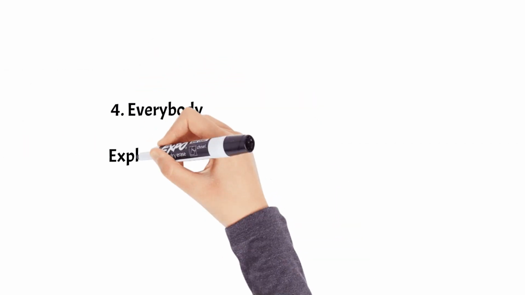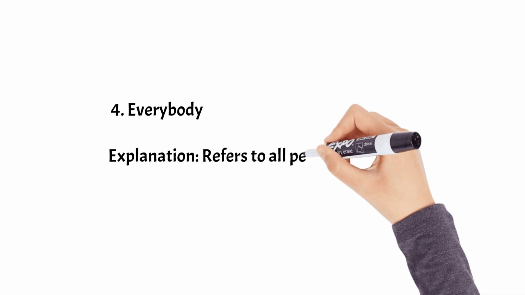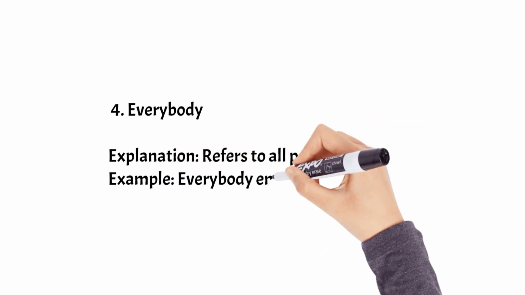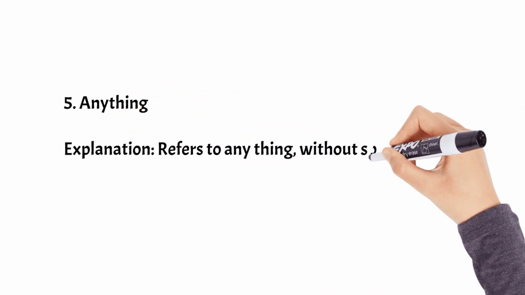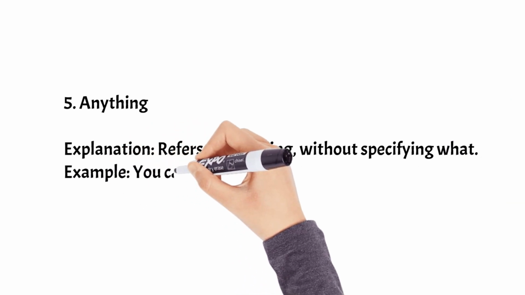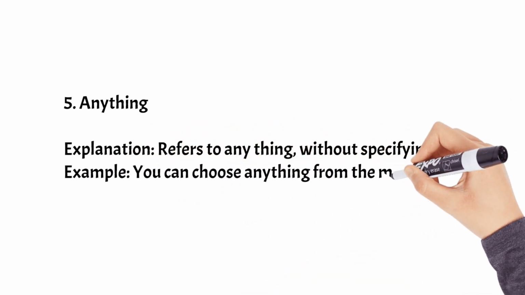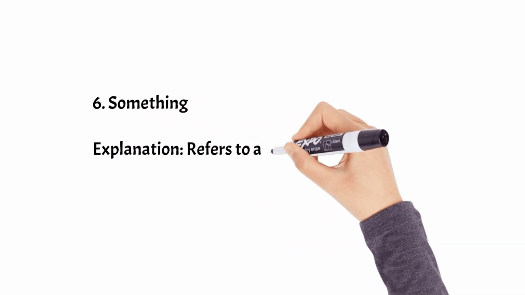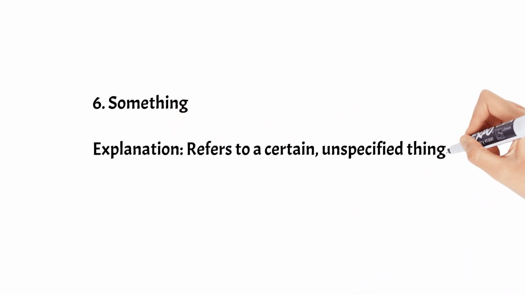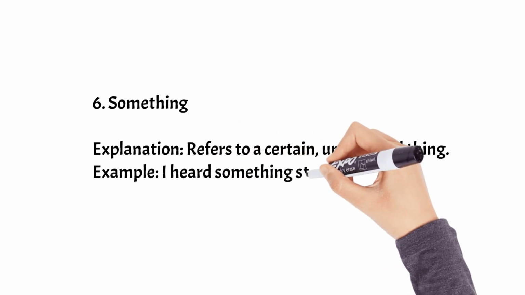4. Everybody. Refers to all people. Example, everybody enjoyed the party. 5. Anything. Refers to anything, without specifying what. Example, you can choose anything from the menu. 6. Something. Refers to a certain, unspecified thing. Example, I heard something strange outside.